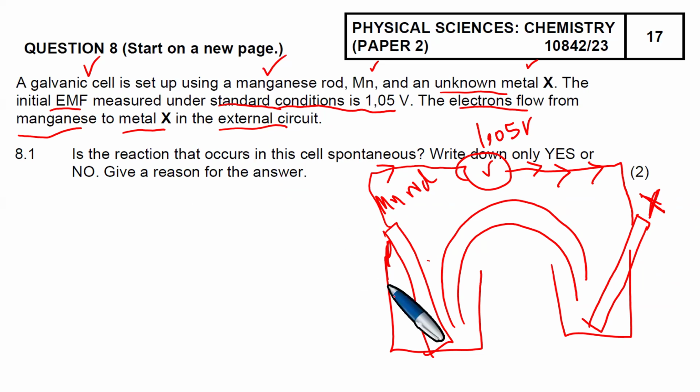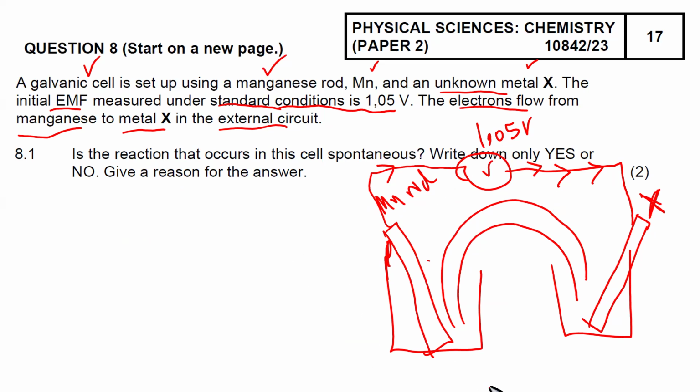In the external circuit, this is happening in the wire. Is the reaction that occurs in this cell spontaneous? Write down only yes or no. Give a reason for your answer. They're asking you the question, is this reaction spontaneous or not? Because you're just connecting the manganese rod with a metal X, and then you put a voltmeter here, boom, you're able to see that there's a potential difference, and the electromotive force is 1.05 volts.